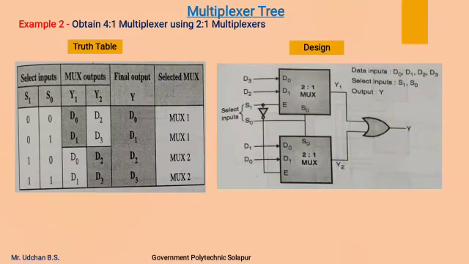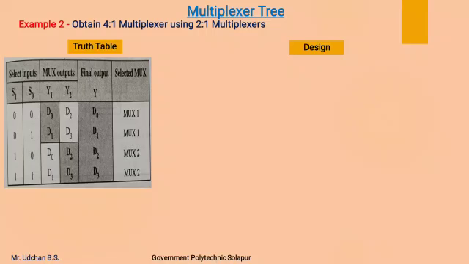In a similar way, we can have a 4:1 multiplexer using 2:1 multiplexers. We can draw the same. I will draw over here. So first of all, decide how many multiplexers are required to construct the 4:1 multiplexer. The answer is we require two 2:1 multiplexers.